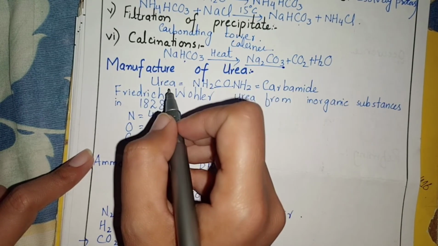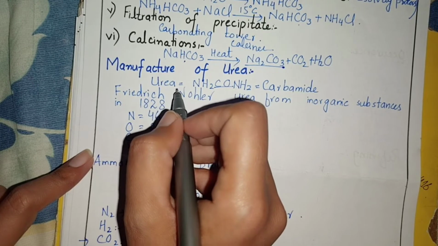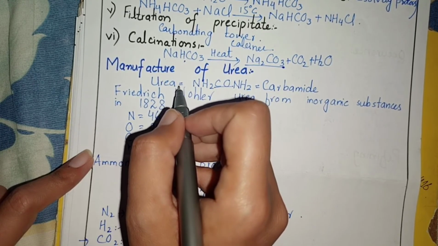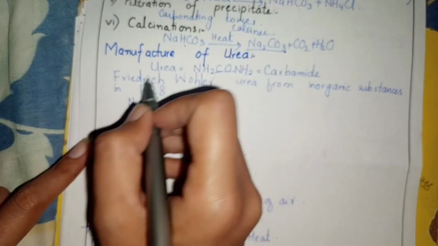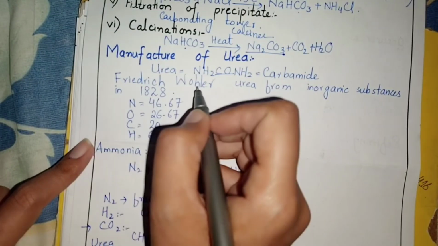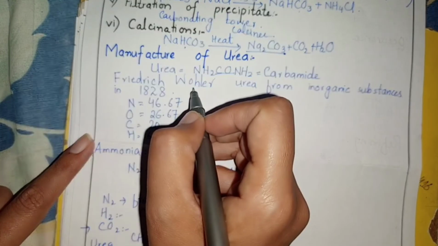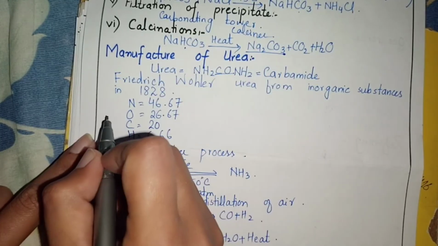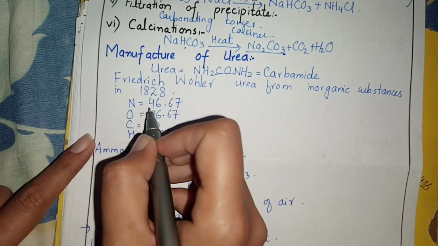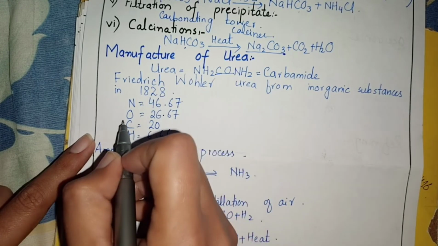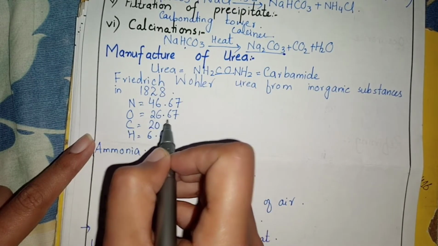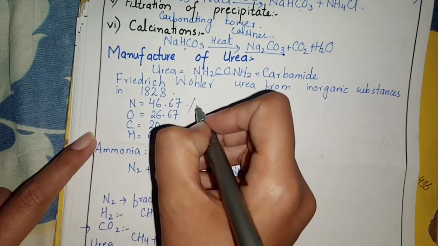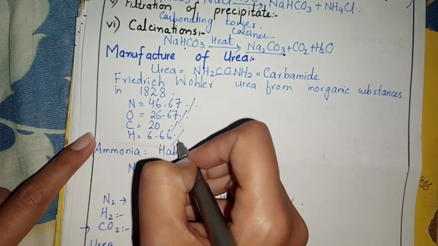It serves an important role in the metabolism of nitrogen containing compounds by animals, and is the nitrogen containing substance in the urine of mammals. Urea was first discovered by Friedrich Wohler from inorganic substances in 1828. In urea, nitrogen is 46.67%, oxygen is 26.67%, carbon is 20%, and hydrogen is 6.66%. Remember this.